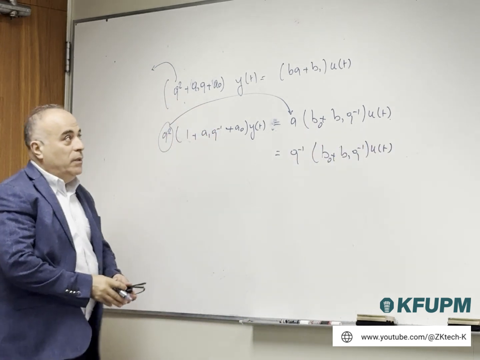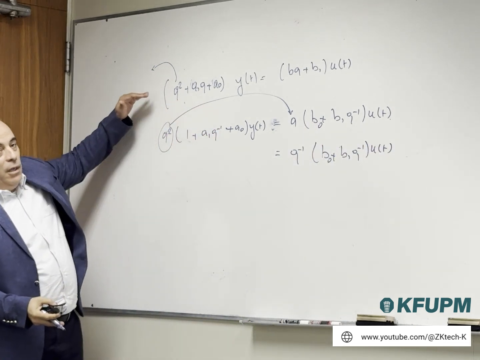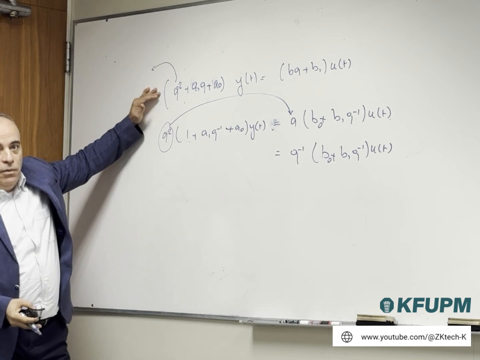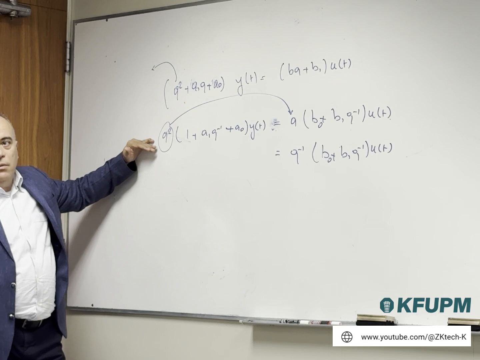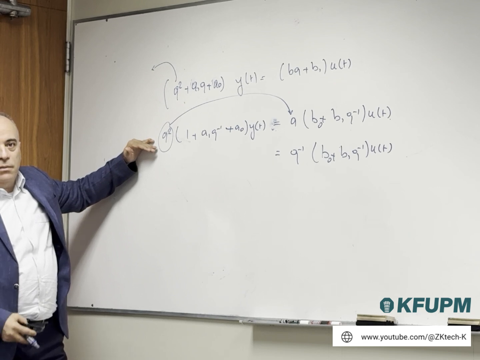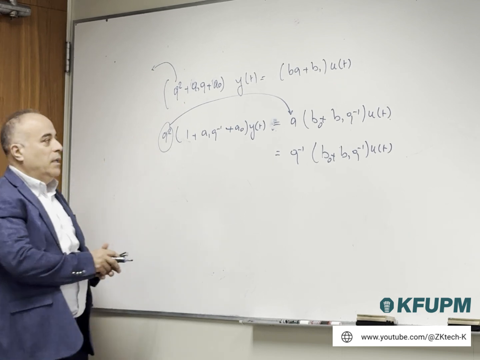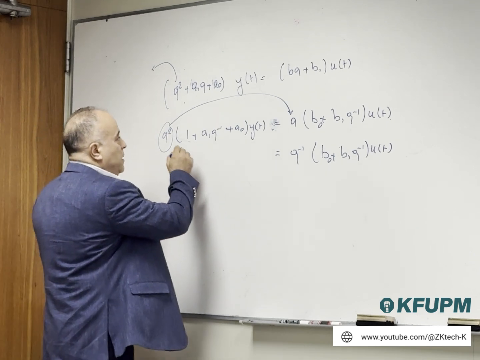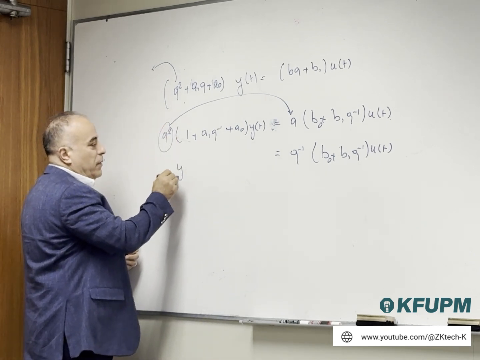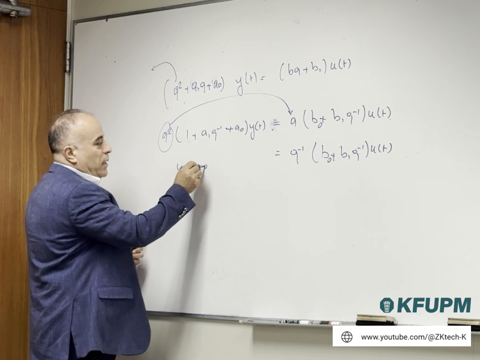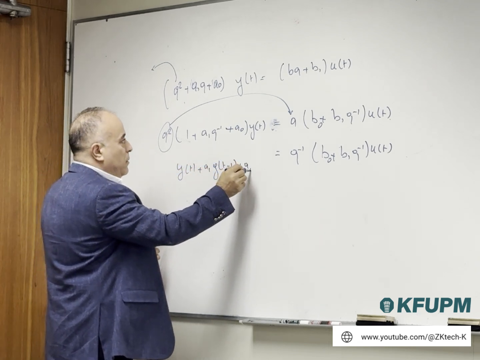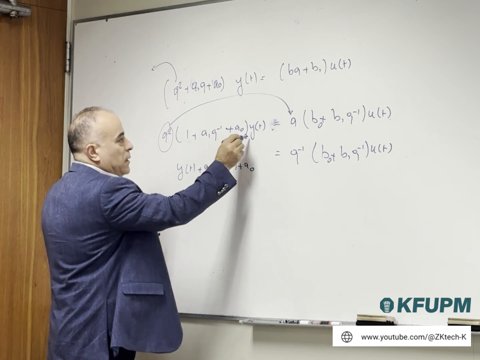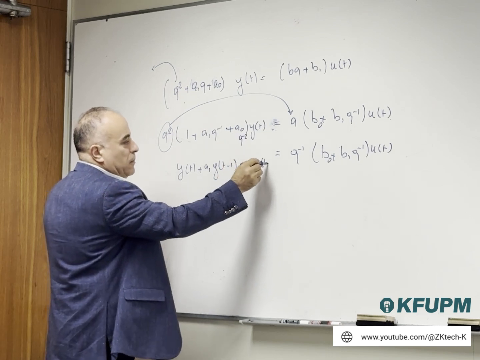So basically what we did, we converted the polynomial from a function of q to a function of q inverse. And the q inverse, we know that it's a shift to the right. So we are going to write this. If I take my system without this term, this will give me y of t plus a1 y of t minus 1 plus a0, this one is q minus 2, y of t minus 2.